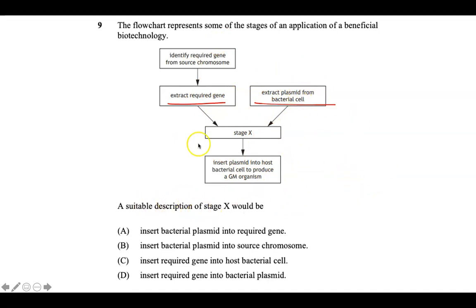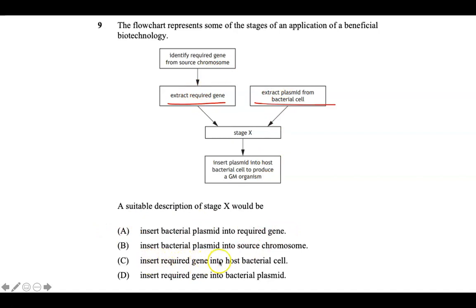So a suitable description for stage X would be, let's have a look. Insert bacterial plasmid into the required gene. Well, that's the opposite of what we're trying to do. We want to put the gene into the plasmid, so A can't be an option. Insert bacterial plasmid into source chromosome. So again, we're not inserting the plasmid into the genome. We're inserting part of the gene into the plasmid. So B can't be an option.